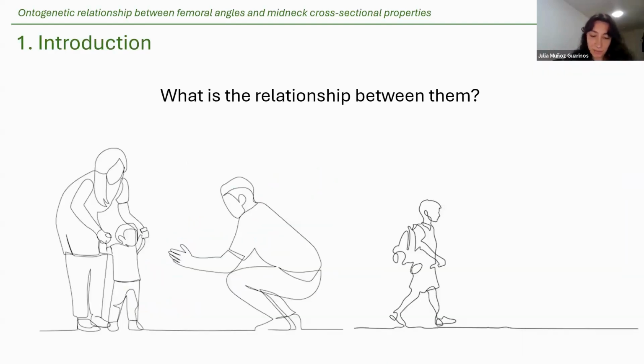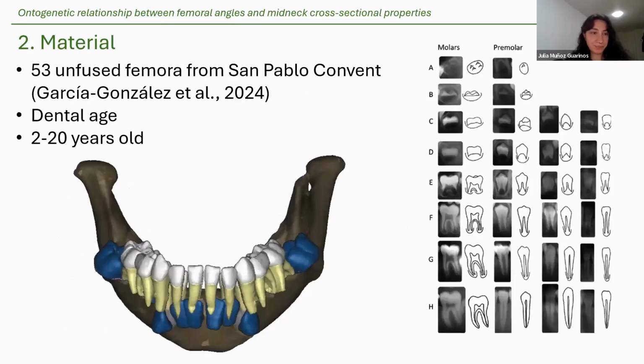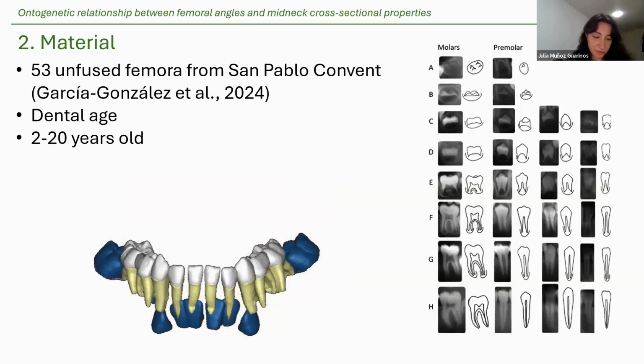As the development of bipedal locomotion is a crucial period for these two femoral traits, our main aim is to evaluate the relationship between the femoral angles and the femoral midneck cross-sectional properties during ontogeny. To do that, we analyzed 53 unfused femora belonging to a medieval population from Burgos, housed at the Laboratory of Human Evolution, and the age was estimated through the dental development, with the sample covering ages between 2 to 20 years old, as the femoral neck starts to develop at this concrete age, at 2 years old.